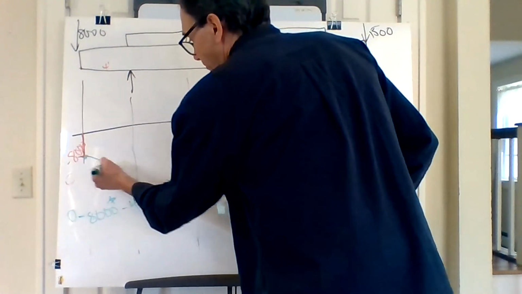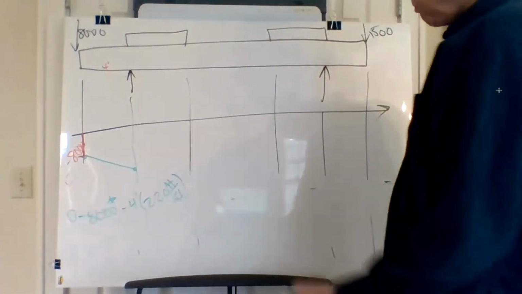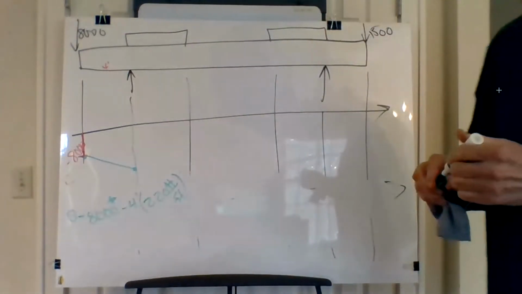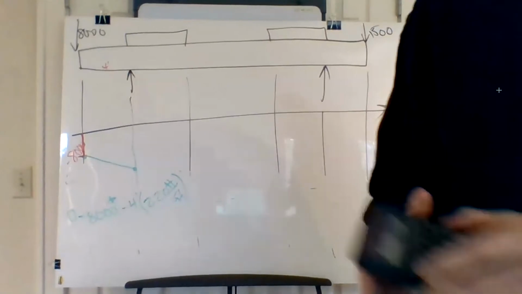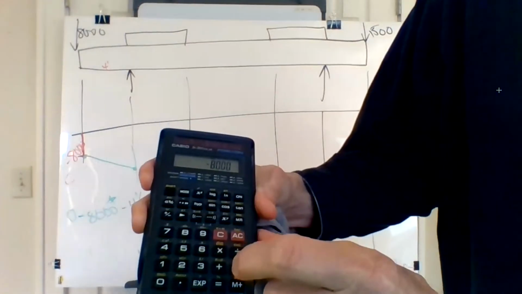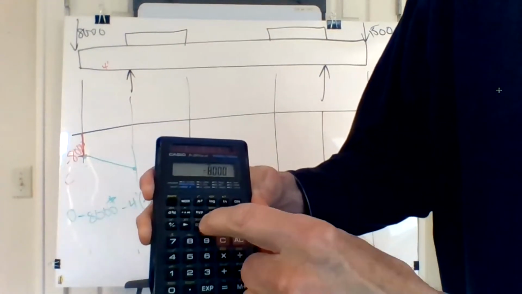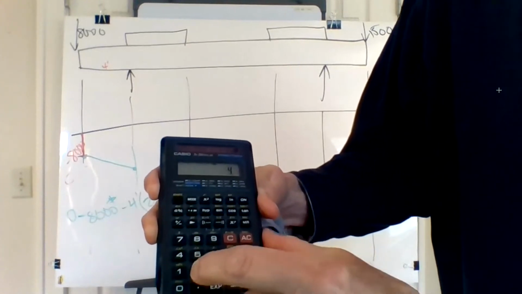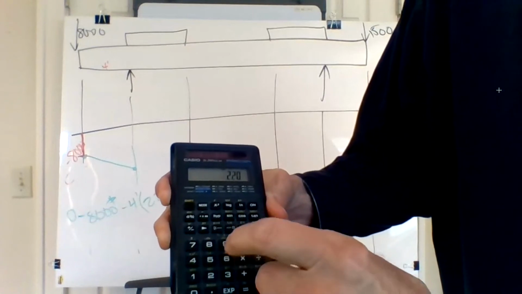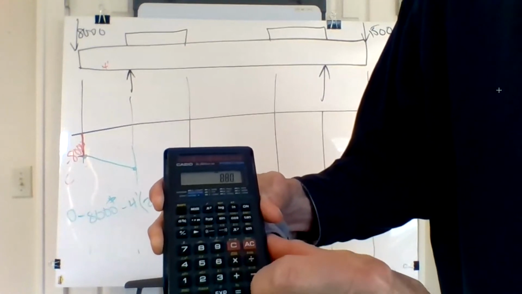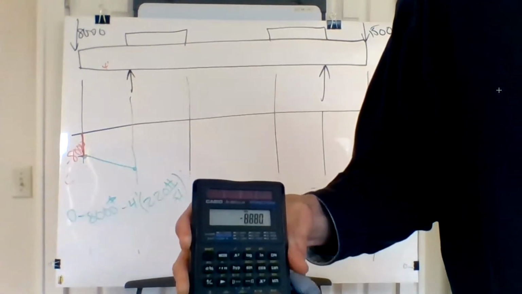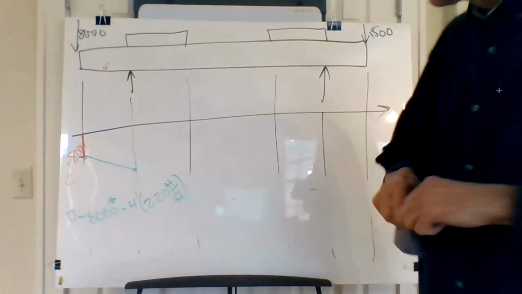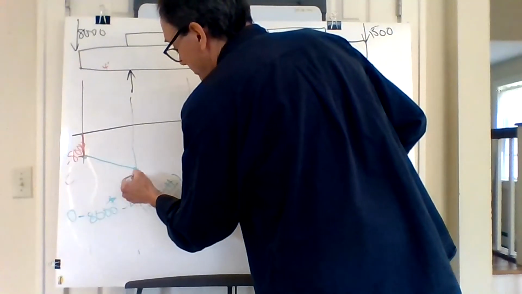So from there, that's the value of the shear curve there. So I go minus, left parentheses, 4 times 220. That's going to drop 880, minus 8,800. Okay. So leave that right in your calculator.